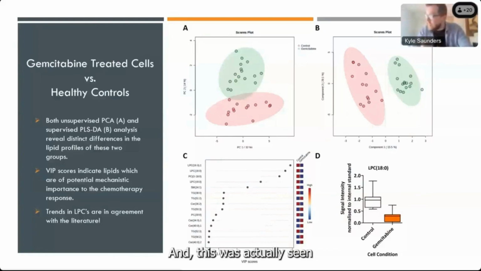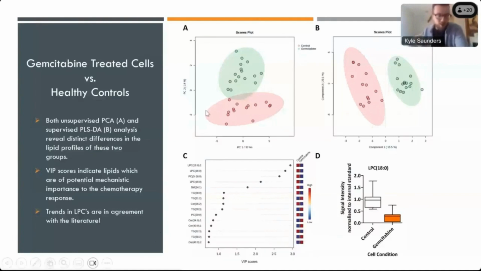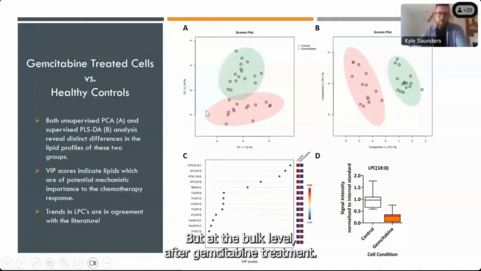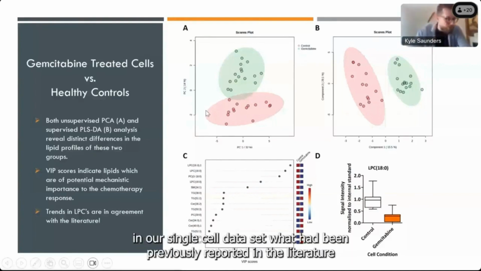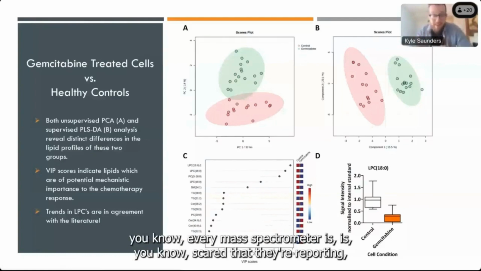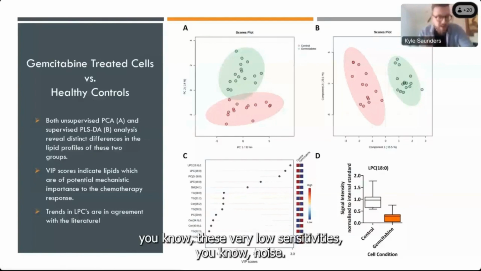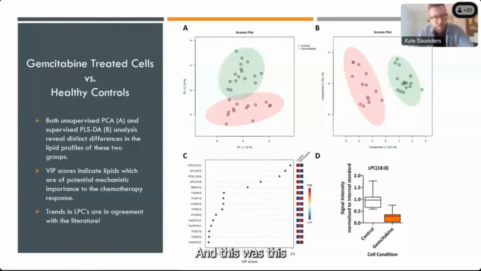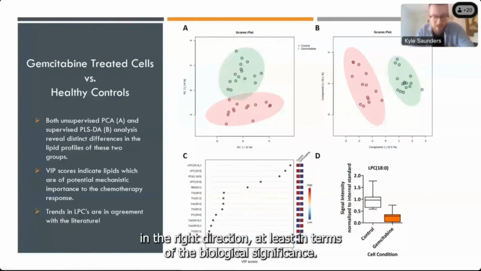And this was actually seen by a completely different group working with tank 1 cells, but at the bulk level after gemcitabine treatment. And the fact that we were reflecting in our single cell data set what had been previously reported in the literature at this early stage in our single cell work was so encouraging, because every mass spectrometrist is scared that they're reporting very low sensitivities noise, and this was sort of validation for us that we were headed in the right direction, at least in terms of the biological.